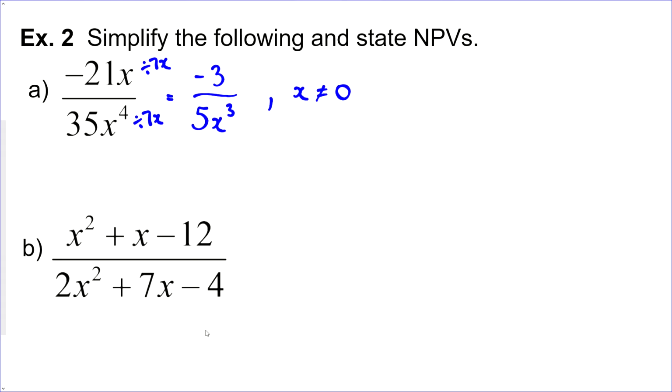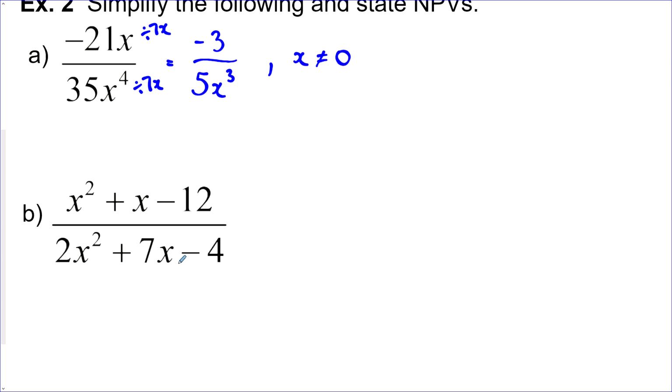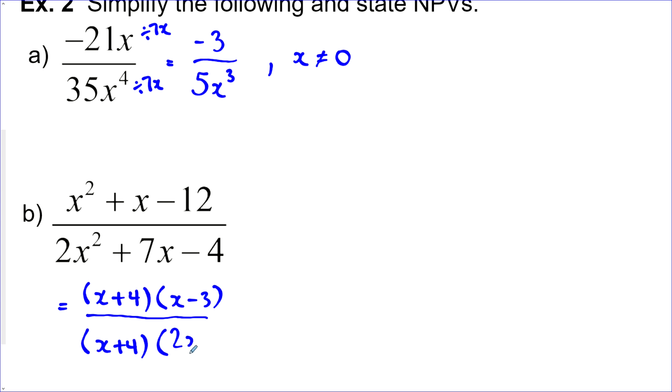Example 2b, we've got quadratic over quadratic, so let's factor this. x plus 4 and x minus 3. In the denominator, we've got x plus 4 and 2x minus 1. Now let's list off our non-permissible values. Remember, they only come from the denominator.